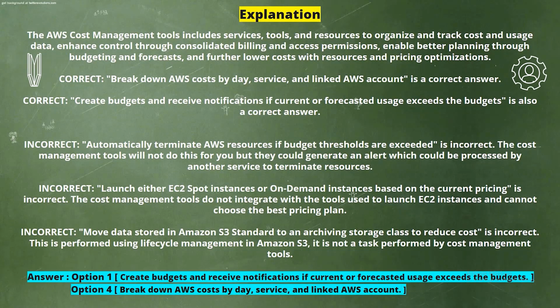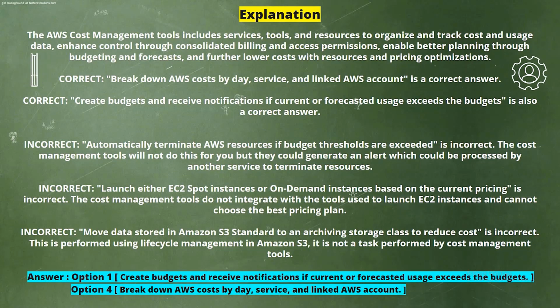Correct. Create budgets and receive notifications if current or forecasted usage exceeds the budgets is also a correct answer. Incorrect. Automatically terminate AWS resources if budget thresholds are exceeded is incorrect. The cost management tools will not do this for you, but they could generate an alert which could be processed by another service to terminate resources.